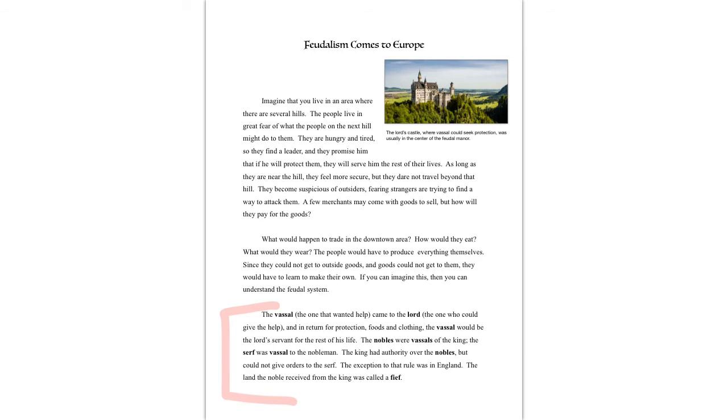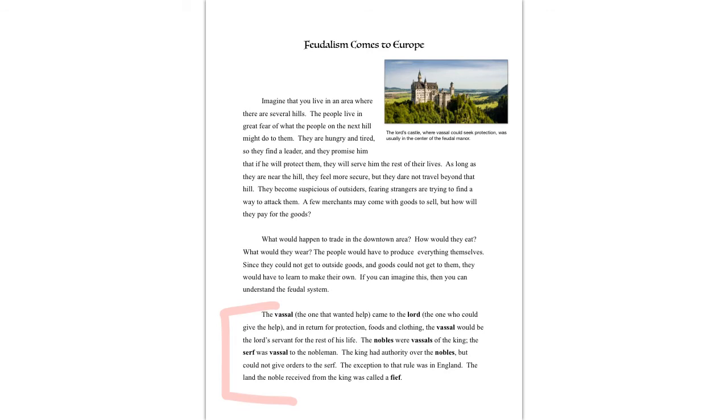Let's take a look at the third paragraph in Feudalism Comes to Europe. In this paragraph, the vassal, the one that wanted help, came to the lord, the one who could give the help, and in return for protection, food, and clothing, the vassals would be the lord's servant for the rest of his life. The nobles were vassals of the king, the serf was vassal to the nobleman. The king had authority over the nobles but could not give orders to the serf. The exception to that rule was in England. The land the noble received from the king was called a fief.